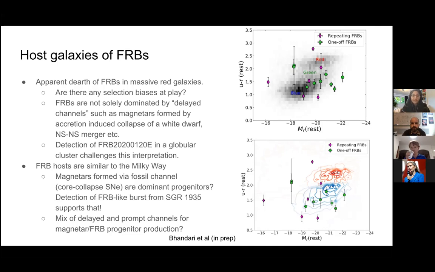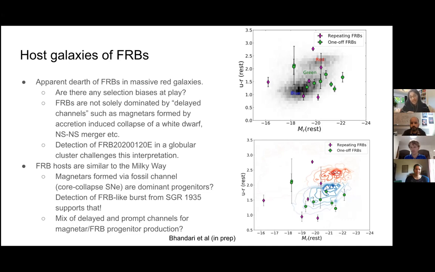So does it mean that we are seeing an apparent dearth of FRBs in these red massive galaxies? The first thing that we can discuss is: are there any observational biases at play that we haven't encountered or are unaware of that could lead to this kind of result? And if FRBs are not really living in the older population dominated red and dead galaxies, does it mean that FRBs are not solely dominated by these delayed channels? By delayed channels, I mean the kind of channels where there is a long delay, up to a gigayear or more, between the actual star formation happening and the FRB progenitor being born. Those channels include magnetars formed by accretion-induced collapse of a white dwarf, or neutron star mergers.